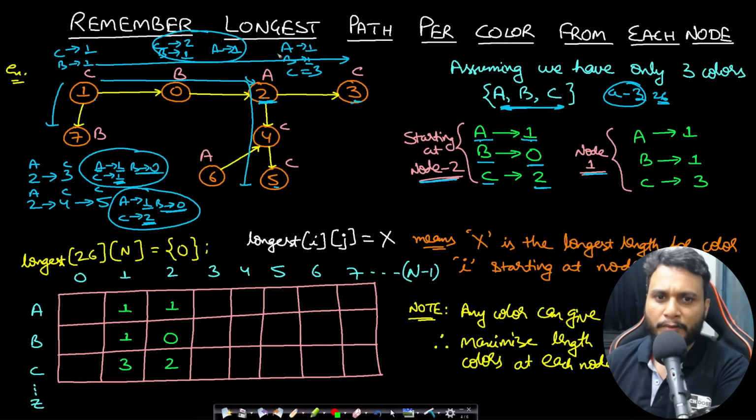Now if you see which path is giving me the maximum A count, 1 and 1, and here it is 0, right? The 1 7 has A count 0. So what is the maximum A count? 1. So that's why I will be saving 1. That means if you have the luxury of choosing whichever path you want starting at 1, then you cannot get more than 1 A color.